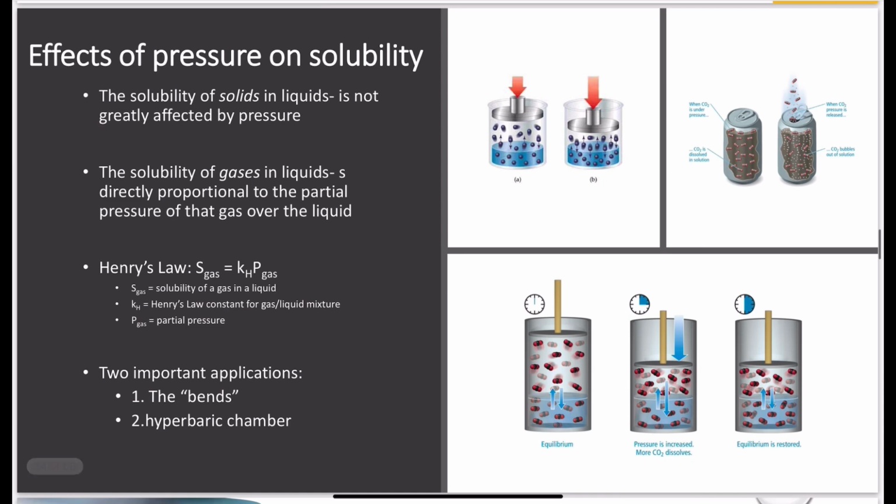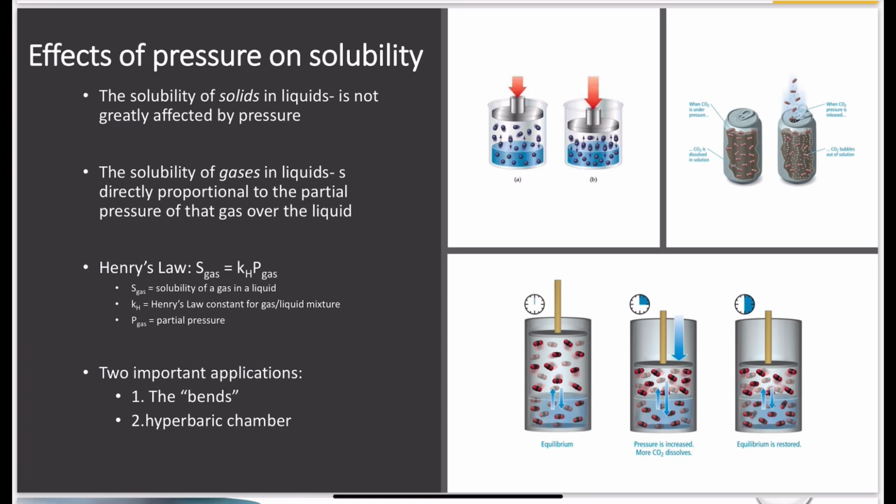Let's talk a little bit more about solubility with the effect of pressure. Now, this is going to be affecting your gases, okay? So temperature affects the solubility of your solids and your gases, but pressure is really going to only affect your gases. The solubility of solids in liquids is not greatly affected by pressure overall. It really doesn't have a big effect. But gases are absolutely affected by the pressure.